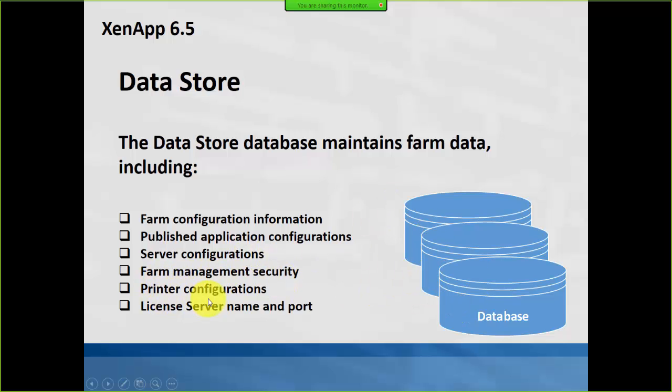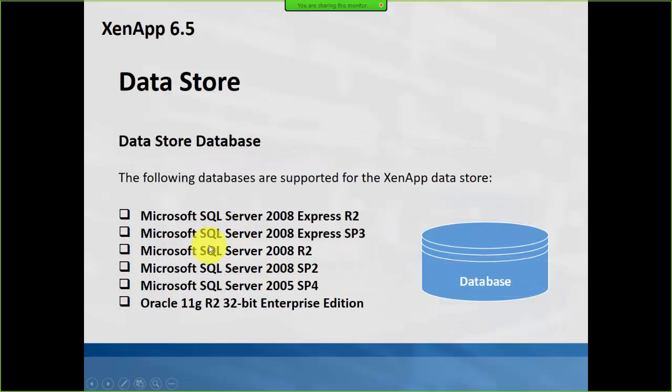Management security, printer configurations. That's going to be tough, but we're going to try to have that configuration done. License server name and port. So any kind of configuration related and application related information will be stored in the data store and will be accessed by both servers. Okay, these are the editions supported by XenApp 6.5. XenApp 7 supports higher versions as well. So 2012 versions of SQL for XenApp 7, but for now these are the 2008 and R2 versions of SQL Server, and Oracle as well, Enterprise Edition.